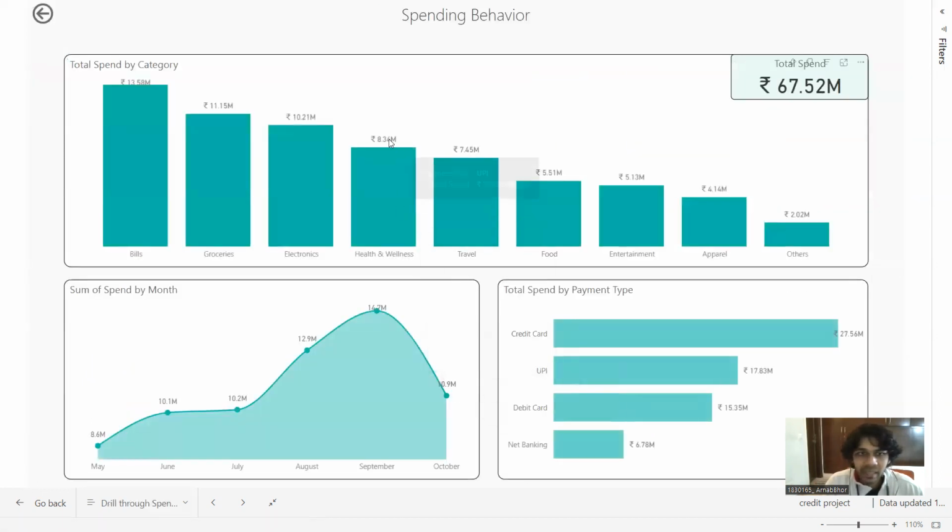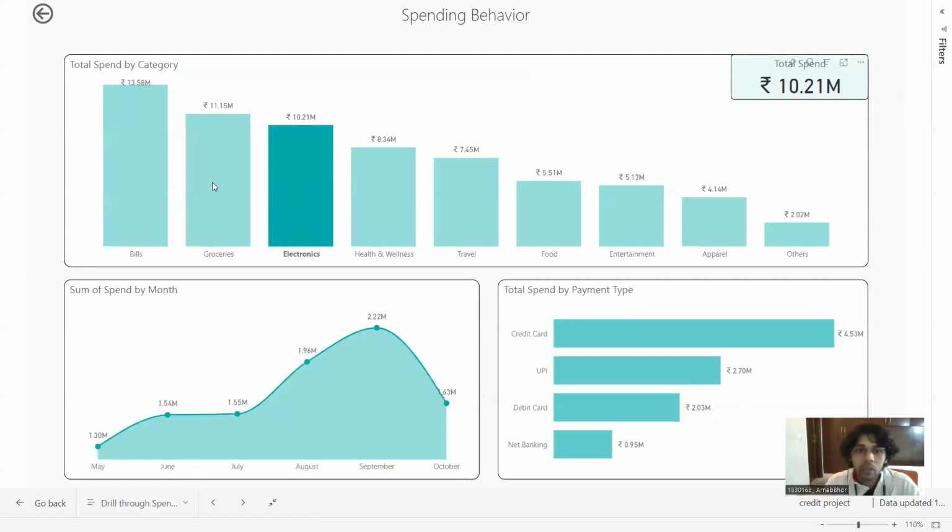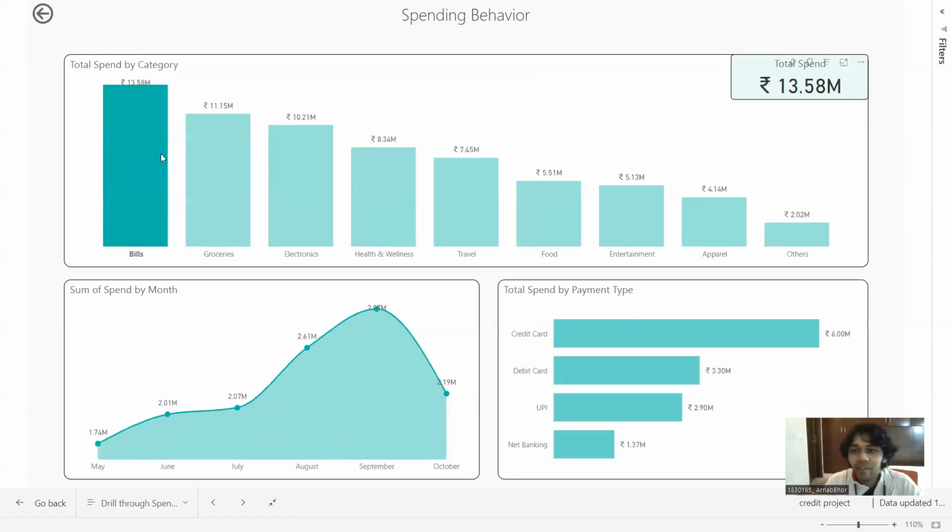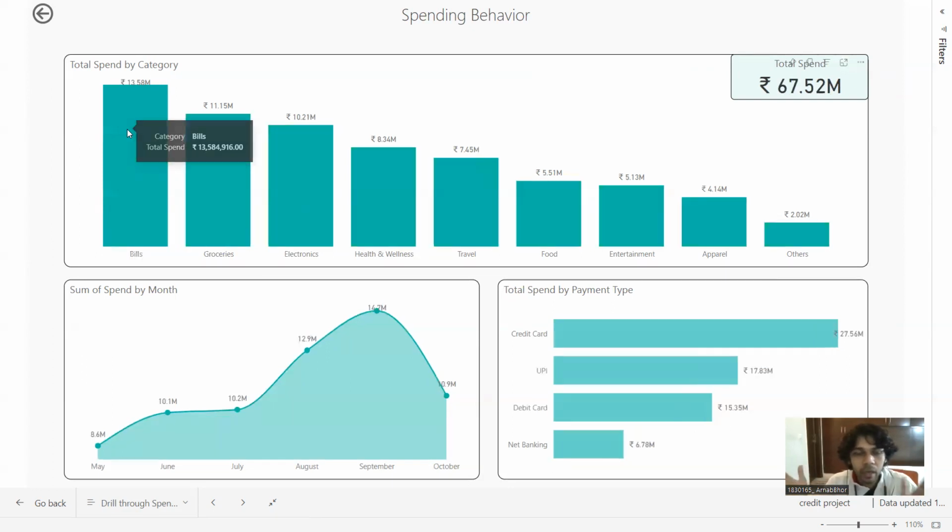The moment I do this, I can see how the people in Hyderabad are spending their money and what their spending behavior is. So I think this is a helpful thing to tell you that, hey, most of the time they're paying their bills, followed by groceries, then electronics. So these are the top three ways in which they're utilizing their income. Fine. So this is one thing, and we have further analysis on this later, so I won't dive deep into it. Just know that you can drill down to find the spending behavior from the first page.